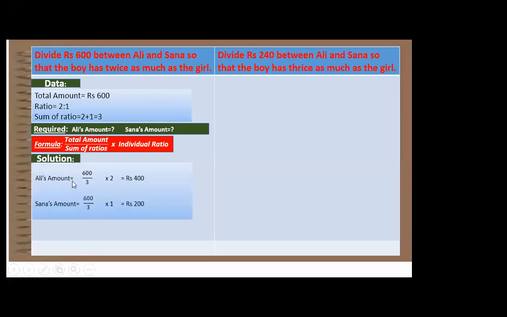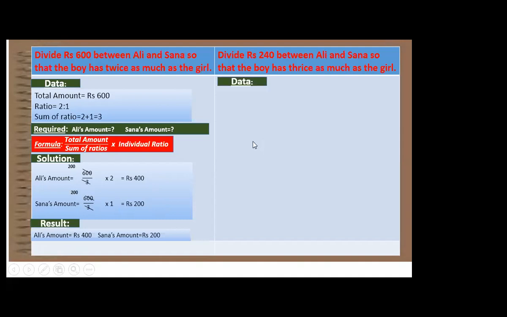Here, for Ali's amount, the individual ratio will be 2, and for Sana's amount, the individual ratio will be 1. So here by cancellation, 3 ones are 3, 3 twos are 6, 2 twos are 4, we get rupees 400. In the same way, by cancelling 3 with 600, we get 200, 200 ones are 200, and we get the answer here: 400 and 200. Okay, now let's start question number 2.